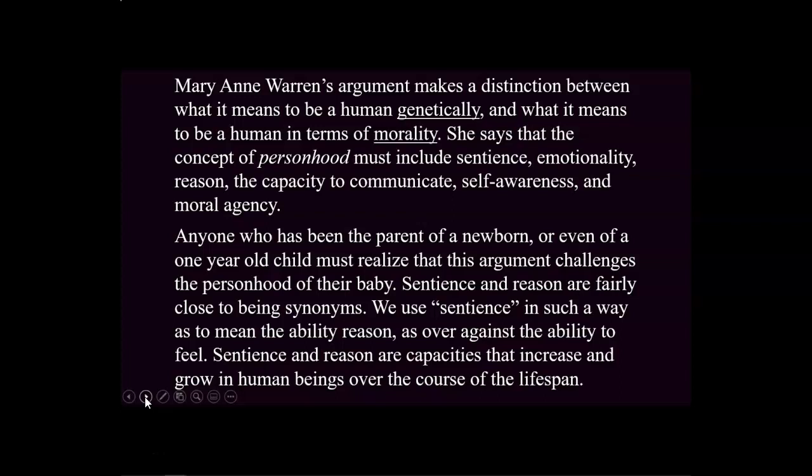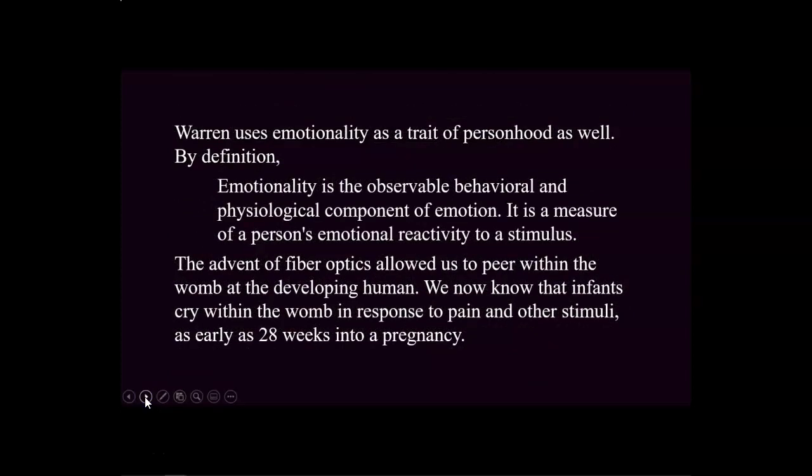Sentience and reason are fairly close to being synonyms. So we use sentience in such a way as to mean the ability to reason as over against the ability to feel. Sentience and reason are capacities that increase and grow in human beings over the course of the lifespan. Whether the baby is in utero or whether the baby has been born, they're still very much in a developmental phase. Warren uses emotionality as a trait of personhood as well. By definition, this is just straight from Wikipedia, emotionality is the observable behavioral and physiological component of emotion. It's a measure of a person's emotional reactivity to a stimulus.